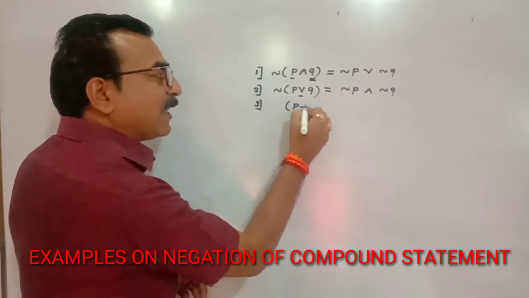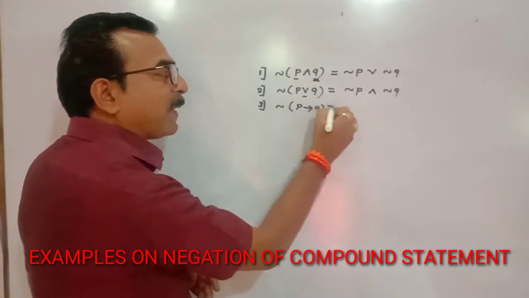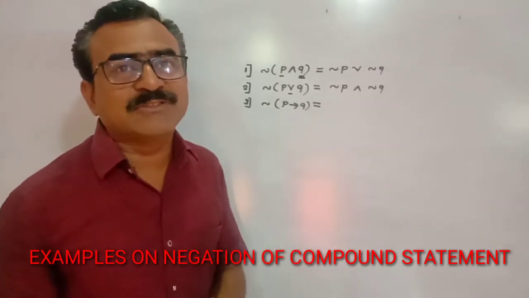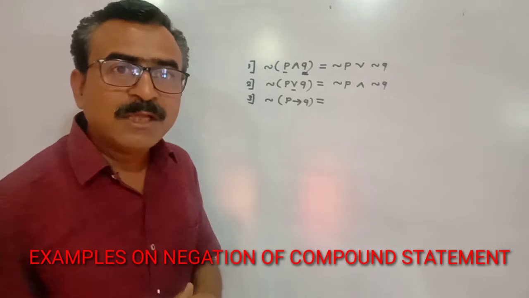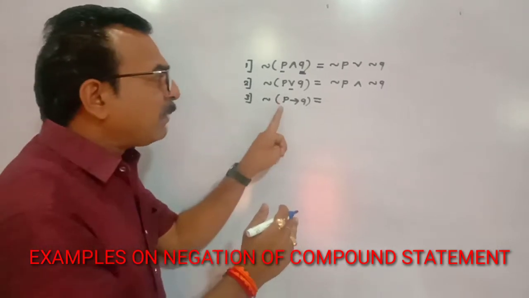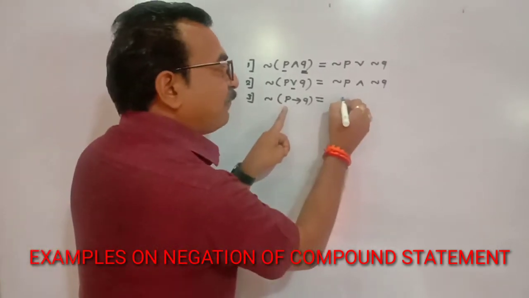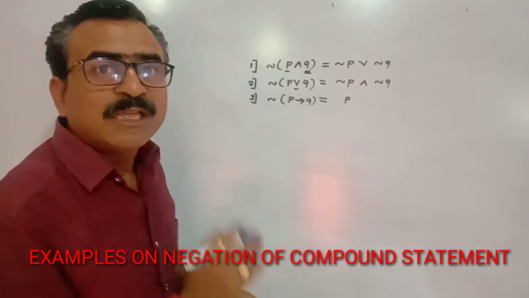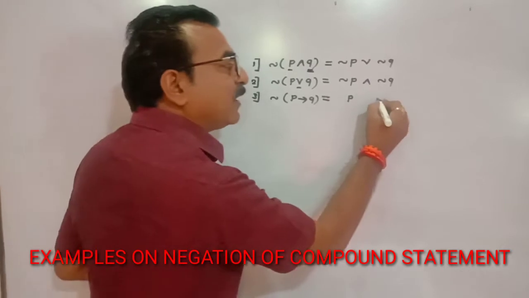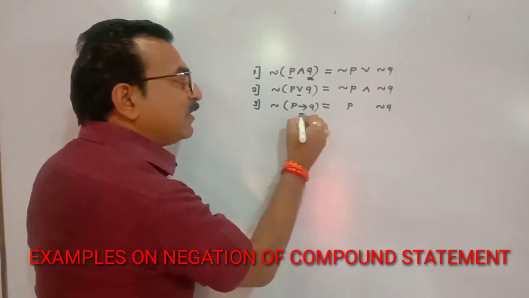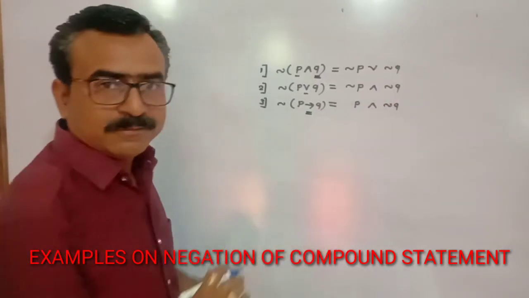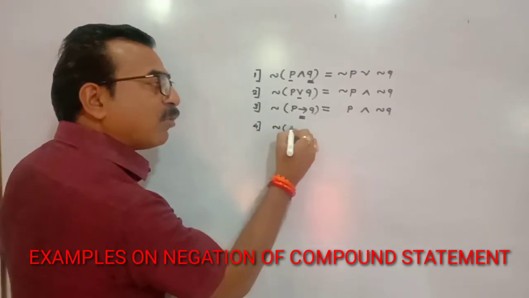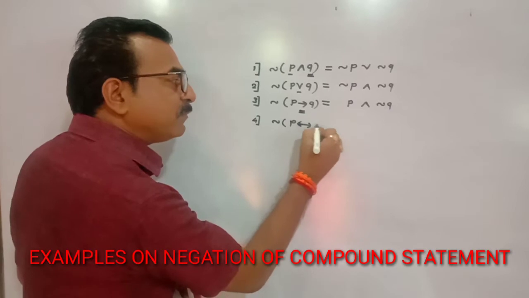Suppose you are given one conditional statement and you have to perform its negation. While performing the negation of a conditional or implication statement, initially keep the first statement as it is. Here the first statement is P, so keep P as it is. Then perform the negation of the second statement and replace this implication sign by AND. Understood?